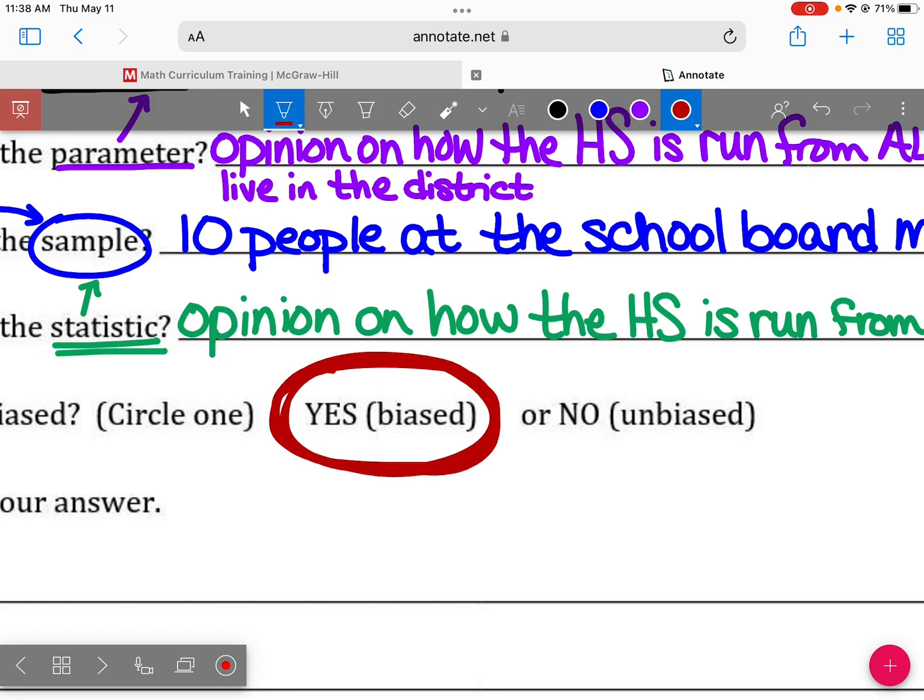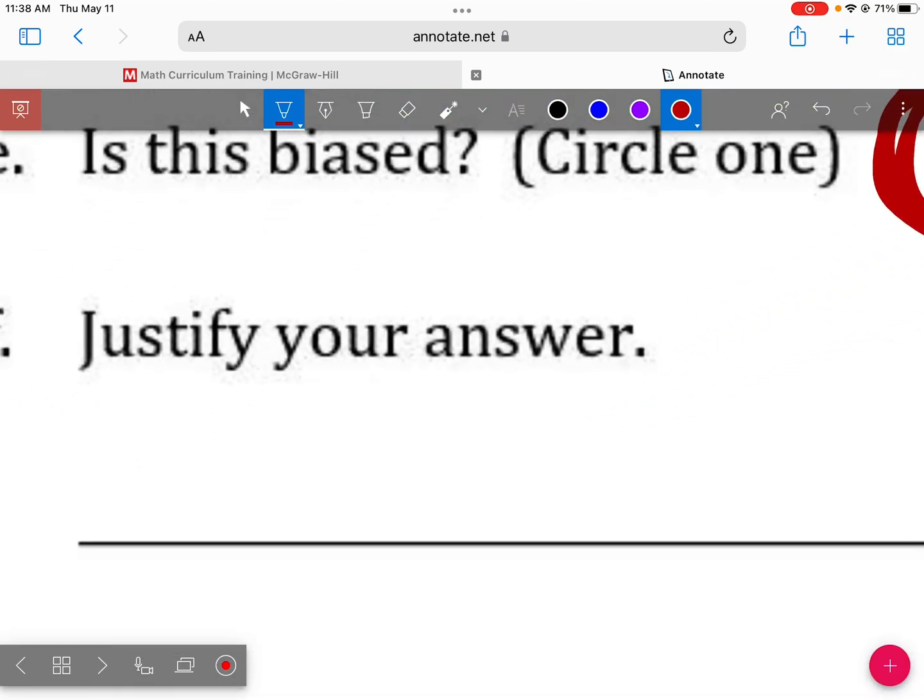So what I'm going to put here for my justification, we think this is bias. Not everybody who lives in the district had an equal chance of being selected for this survey. If I don't get picked, but I had a fair shot at being picked, it's an unbiased survey because somebody who has the same opinion as me probably did get picked, if everybody's got an equal chance. So, yes, it is bias.